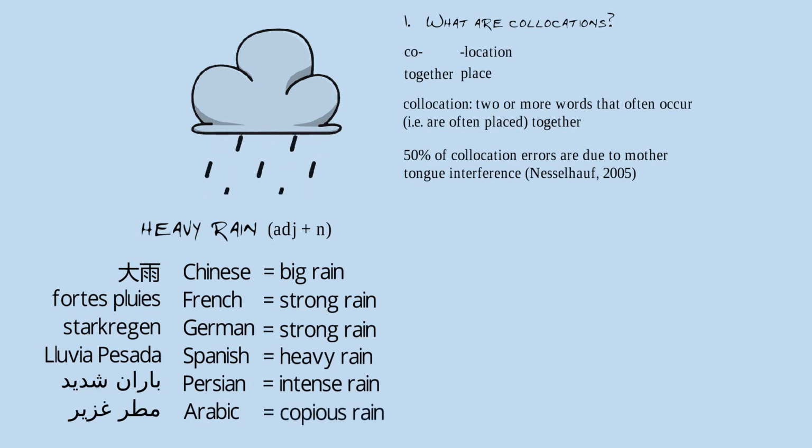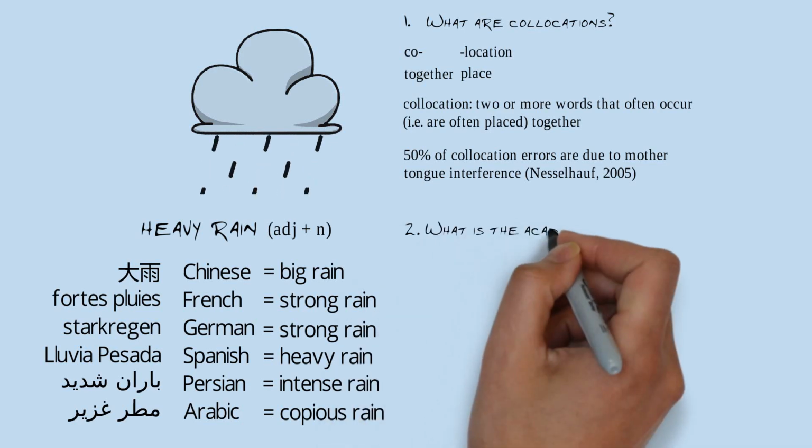rain. And if you use one of these other collocations, strong rain, big rain, intense rain, people might understand you or they might not. But anyway, it would not sound natural. So using the right collocations in writing or speaking will help you to communicate the message and to sound more natural. So let's move on to look at the Academic Collocations List.